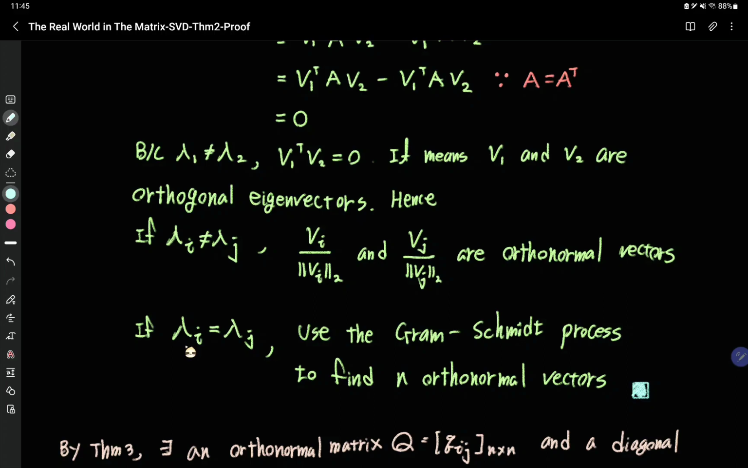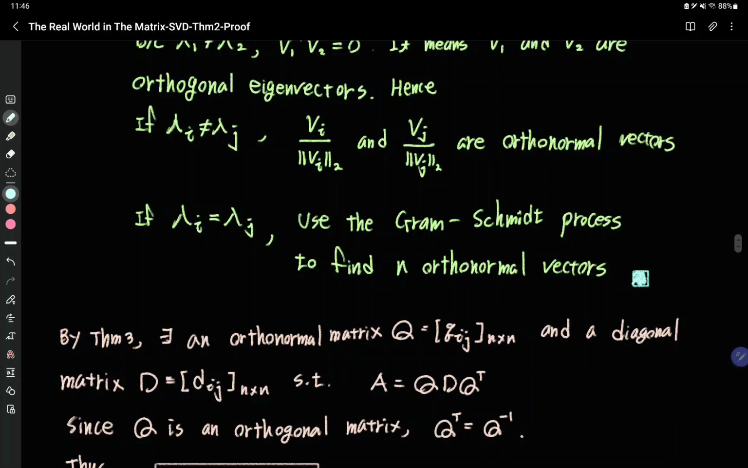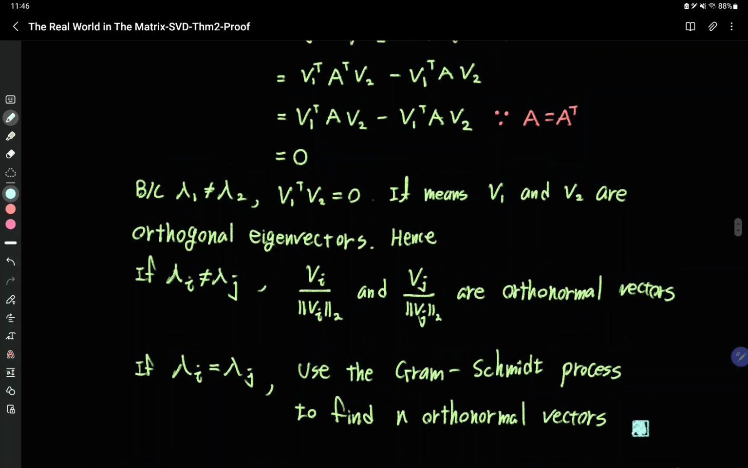What if two eigenvalues are identical? If two eigenvalues are equal, then it's still okay. We can construct the orthonormal vectors using the Gram-Schmidt process. So what is the Gram-Schmidt process? Please watch the Gram-Schmidt process lecture video.